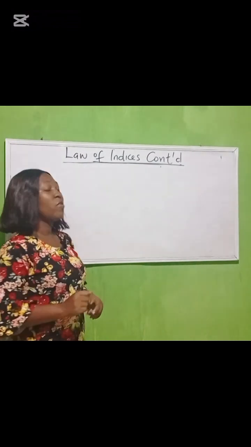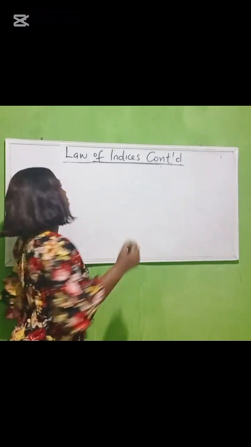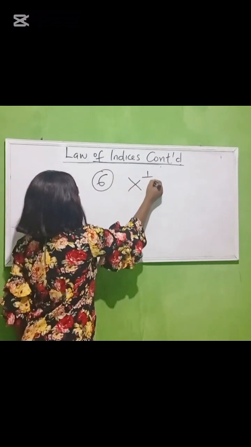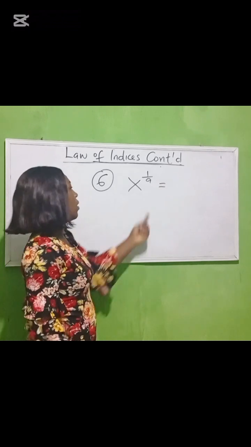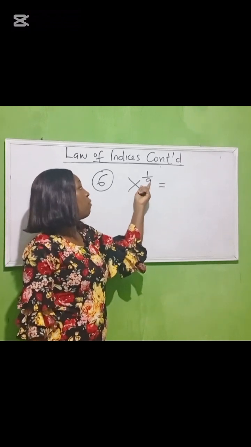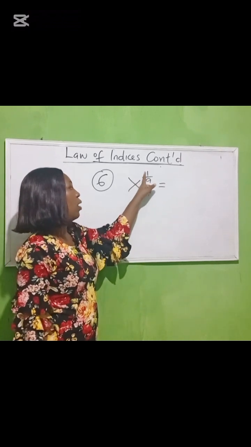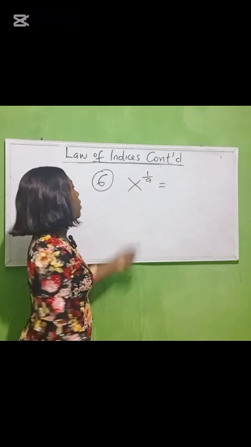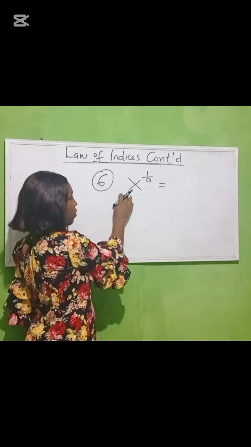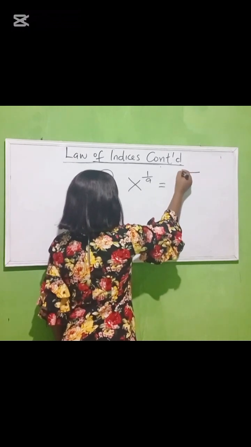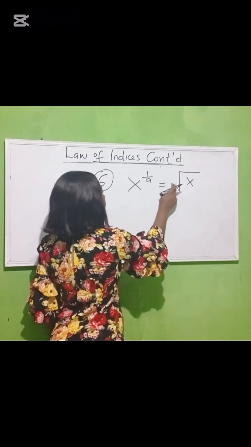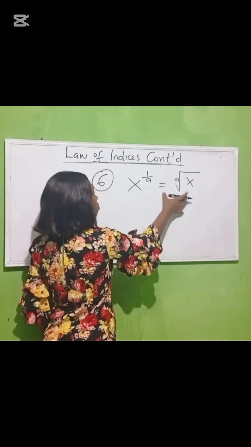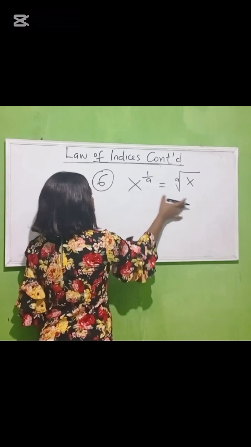All right, so moving down to the sixth law of indices. For the sixth law of indices, we have x raised to power 1 over a equals to. Now, your power is in the form of a fraction. There you have 1 as a numerator and a as a denominator. So what will be the answer to this? Your x here is the base. To have this, write it as the square root of x. Then outside this root, you have a. So this is how to write the sixth law of indices.